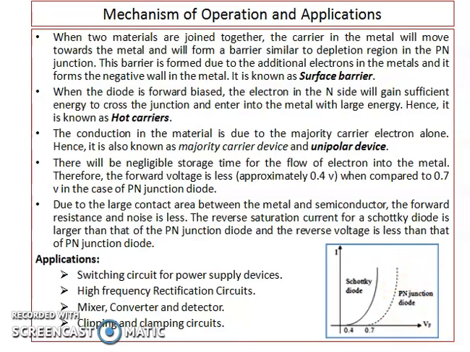Due to the large contact area between the metal and semiconductor, the forward resistance and noise are less. The reverse saturation current for the Schottky diode is larger than that of the PN junction diode, and the reverse voltage is less than that of the PN junction diode. Regarding the applications, these types of diodes are normally used in switching circuits for power supply devices, high frequency rectifier circuits, mixers, converters, and detectors, and also for clipping and clamping circuits.